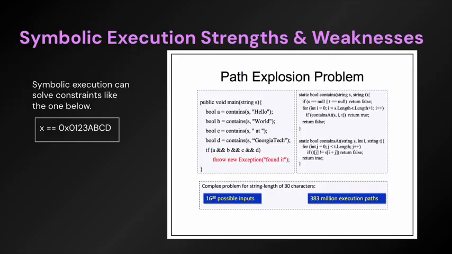So now we have the core problem. Fuzzing is fast but can miss deeper bugs, and symbolic execution is precise but doesn't scale very well. So the natural question is, what if we combined them? That's exactly what Driller does.